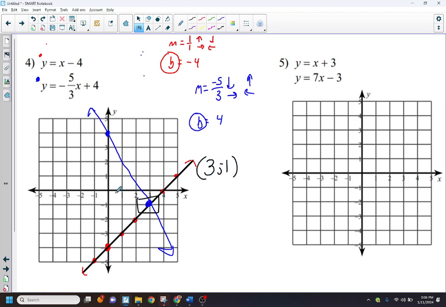Why is it 3? Because you go 3 to the right, that's 3, and then you go down 1, that's negative 1. Well, do I get points off on drawing the line? Yes, you will get points off. If you're asking how the points work, you get 1 point for this line, 1 point for this line, or let me rephrase that.